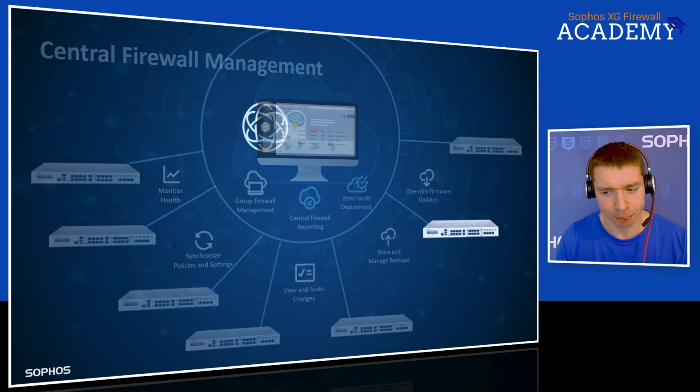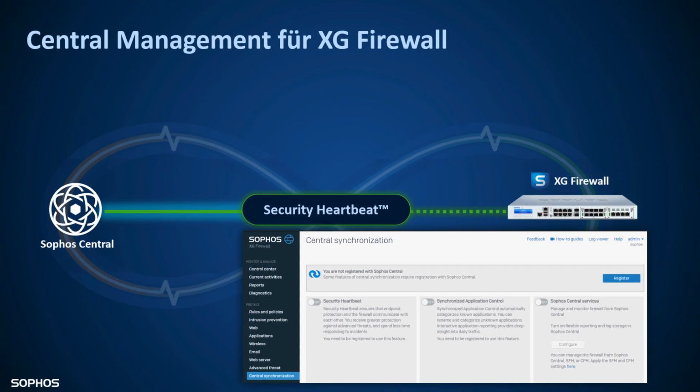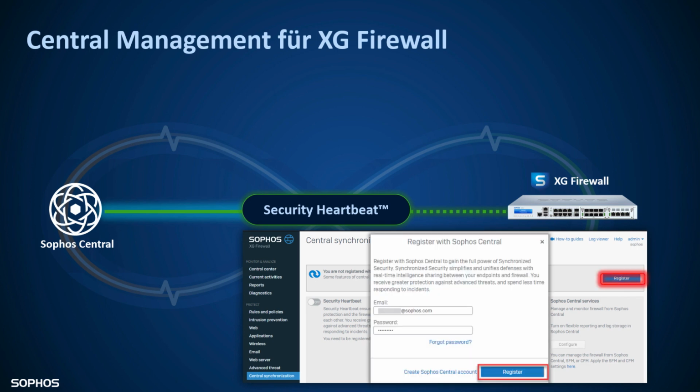It's quite easy. If you take a look at this screenshot, you are seeing an XG firewall local web admin, and there's a point called Central Synchronization. This is a firewall not registered with Central at all, so you can see it written on the screen: you are not registered with Sophos Central. The only thing I have to do on my XG firewall is press Register, and put my Central credentials into it, so basically my email address and my password for Central.